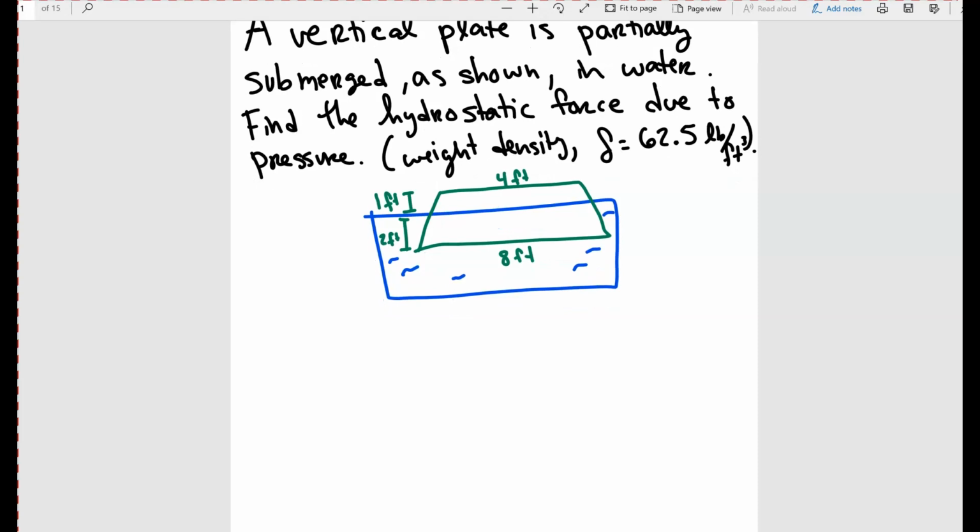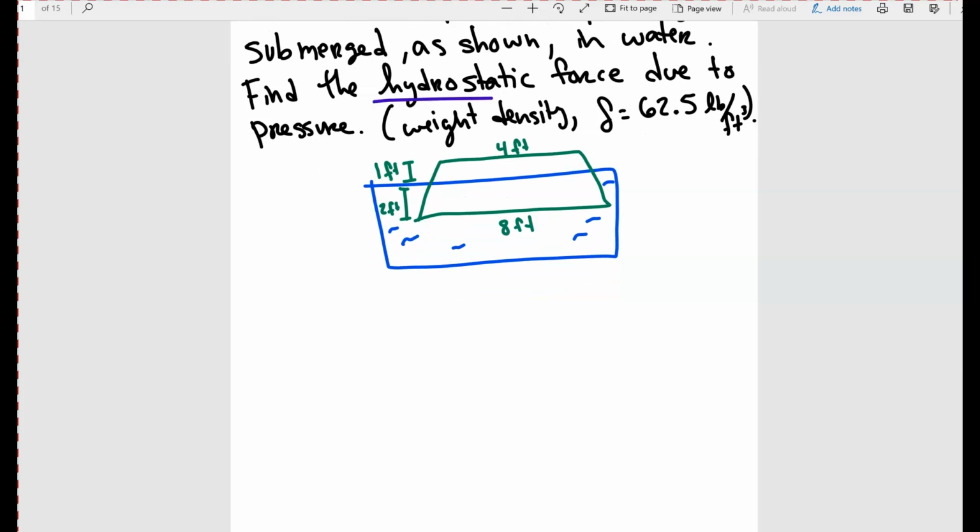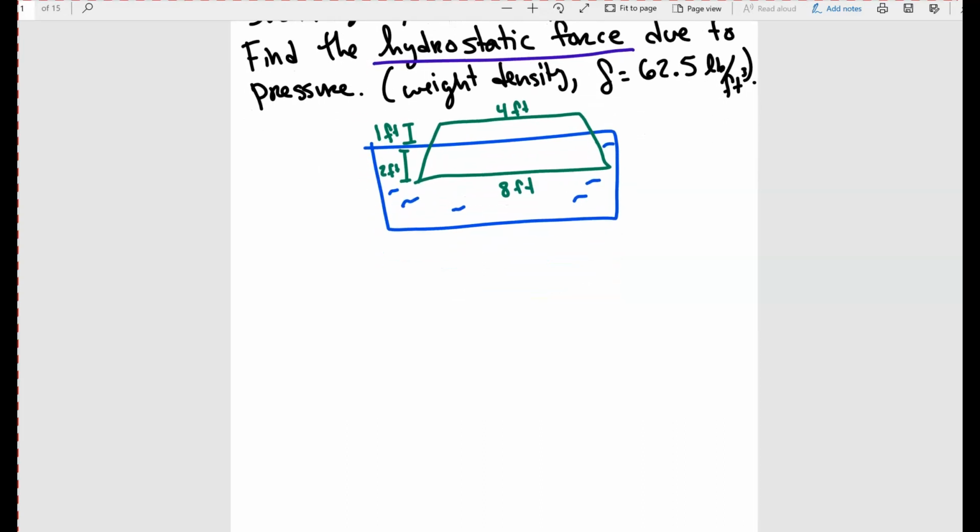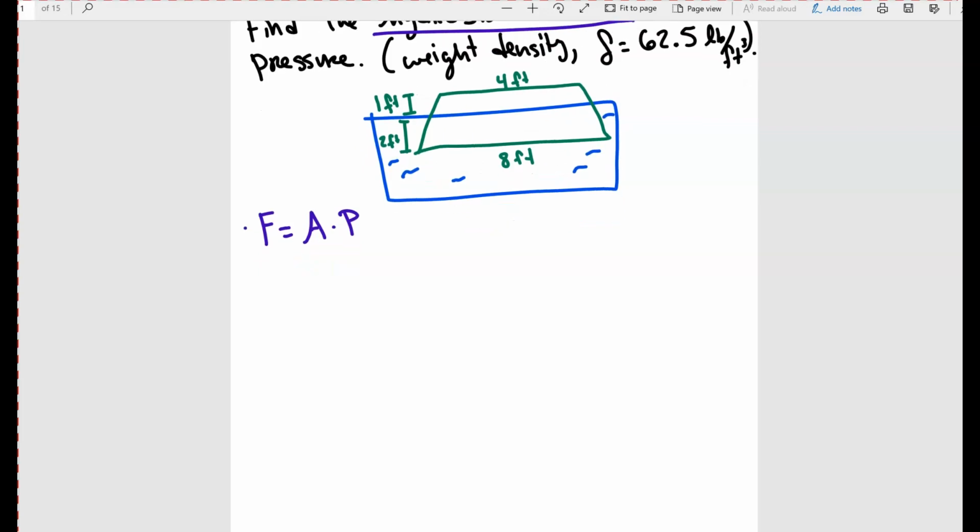The first thing to figure out is what this force should be. We know that force is equal to pressure times area. So first, let's find the pressure. We know the formula for pressure is rho g times d. Now, this formula is not really going to work because rho is the mass density given in kilograms, and we do not want that.